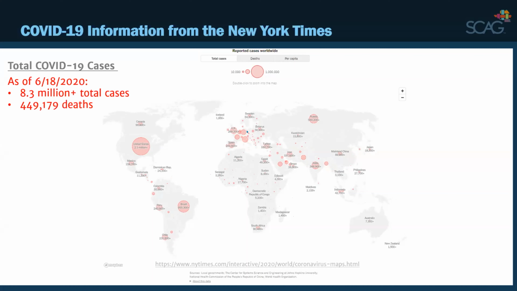And for this one, the information is from the New York Times. This website, I have the link down there for you to go on the website, but it has provided a lot of information related to COVID-19 around the world, and also all the news and information that's necessary for you to know. And as of today, we have 8.3 million plus total cases around the world. And out of those, we have 449,179 plus deaths. That's an alarming number, and that number is not decreasing.